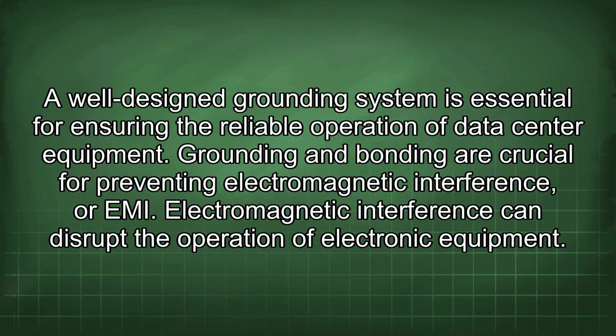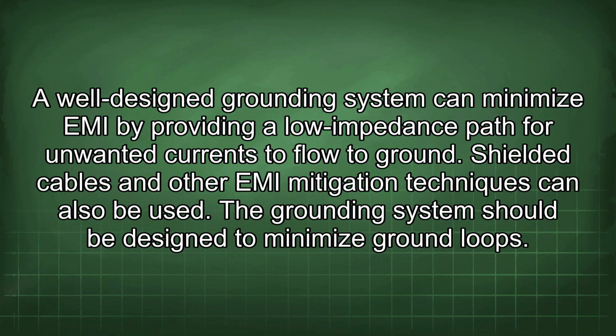Grounding and bonding are crucial for preventing electromagnetic interference, or EMI. Electromagnetic interference can disrupt the operation of electronic equipment. A well-designed grounding system can minimize EMI by providing a low impedance path for unwanted currents to flow to ground. Shielded cables and other EMI mitigation techniques can also be used. The grounding system should be designed to minimize ground loops.